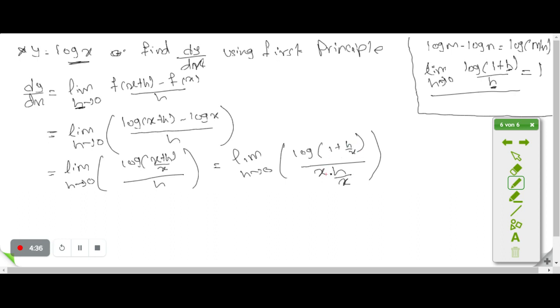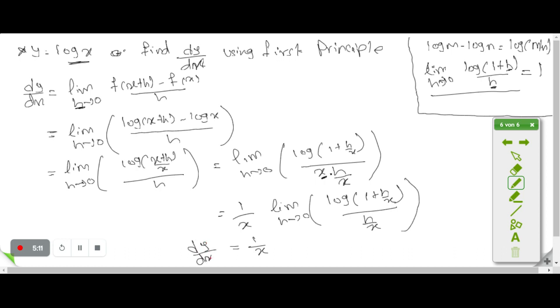And what I'm going to do is keep this x out of this limit. So 1 upon x, limit of h tends to 0, log of 1 plus h upon x, upon h upon x. Now if you apply a limit to this, it is similar to the earlier formula, and we know that the limit of this is 1. So the answer is 1 upon x. So dy by dx is equal to 1 upon x. This is the derivative of the logarithm of x.